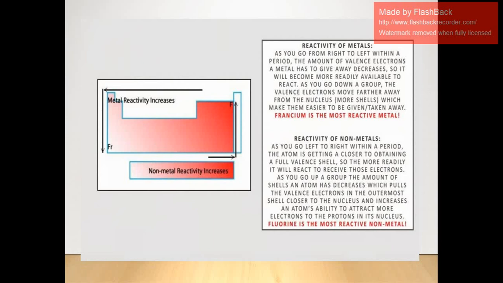Reactivity of non-metals: as we go left to right within a period, the atom is getting closer to obtaining a full valence shell. So the more readily it will react to receive those electrons. As we go up a group, the number of shells an atom has decreases, which pulls the valence electrons in the outermost shell closer to the nucleus and increases an atom's ability to attract more electrons to the protons in its nucleus. Fluorine is the most reactive non-metal.